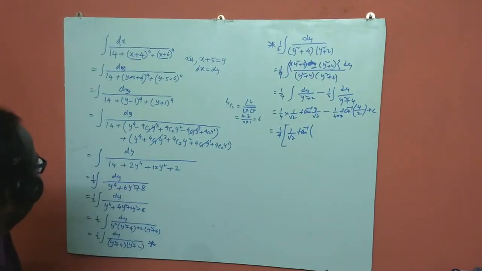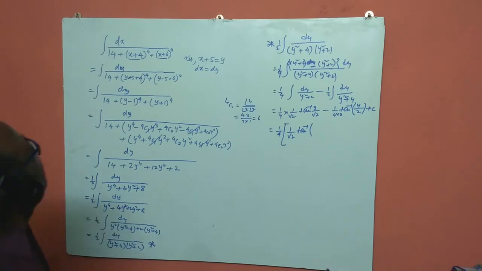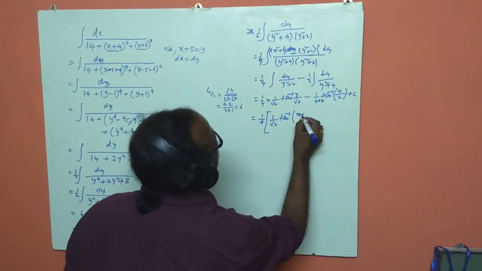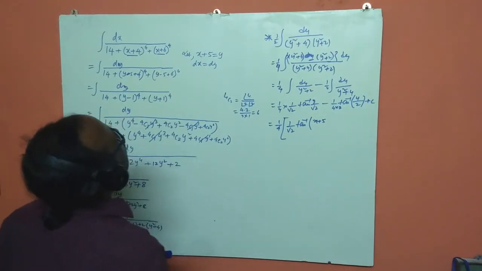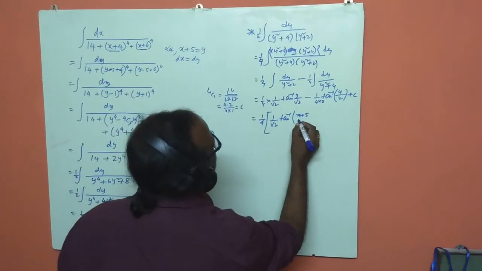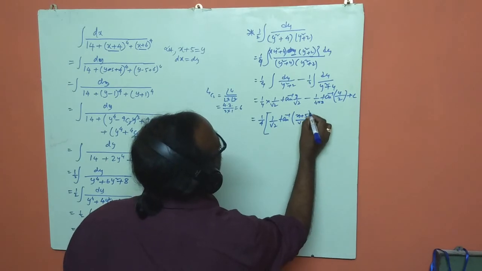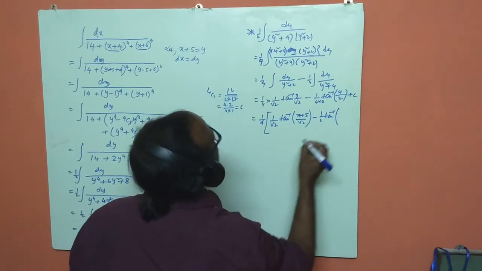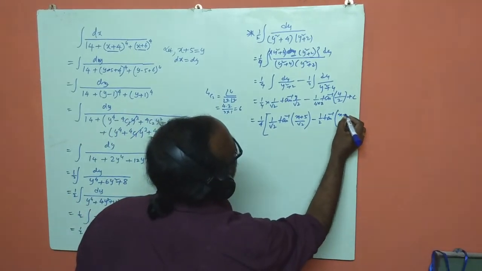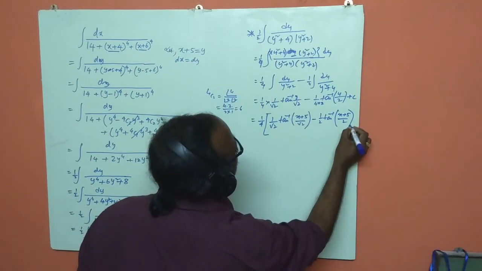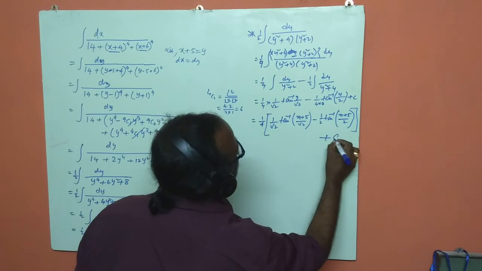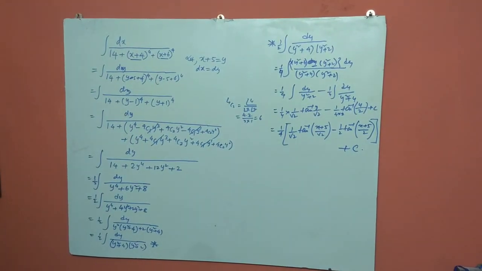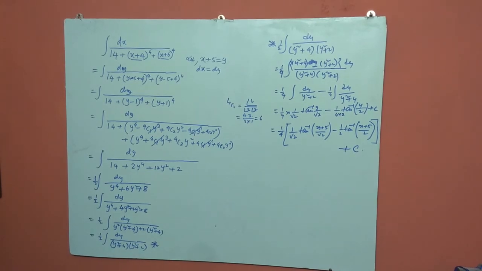Y means you are taking y is equal to x plus 5. So substitute here y, that is x plus 5 over root 2, and 1 by 2 tan inverse y same as x plus 5 over 2, and plus c. Okay, I think all of you better understood. Thank you.